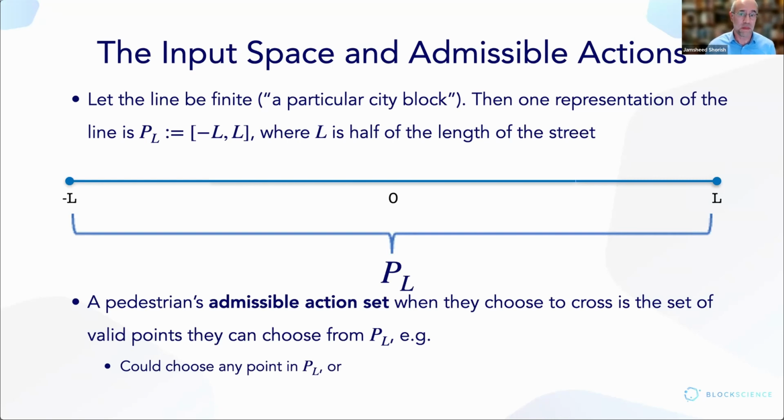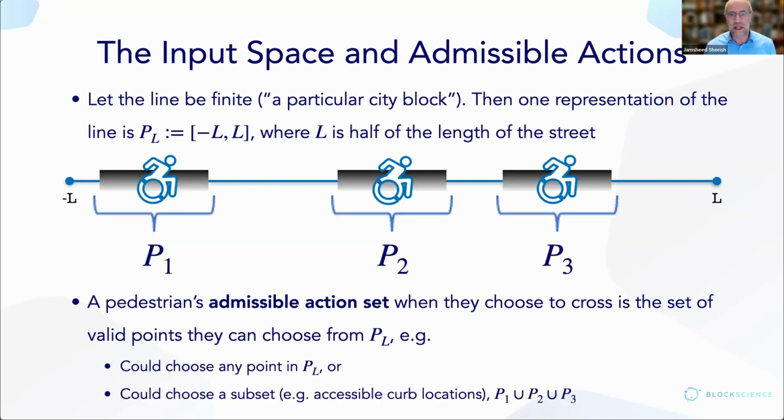Well, in that case, there may be certain parts of the street that you can't cross. There are only areas where you have the grade which is able to let you move in a wheeled conveyance from one point to the other. And so then the admissible action set becomes different for that individual. So you have to take the different locations, which may be separated from each other on the line, and take the union of those, and say that's what that individual has as their available action for crossing the street.